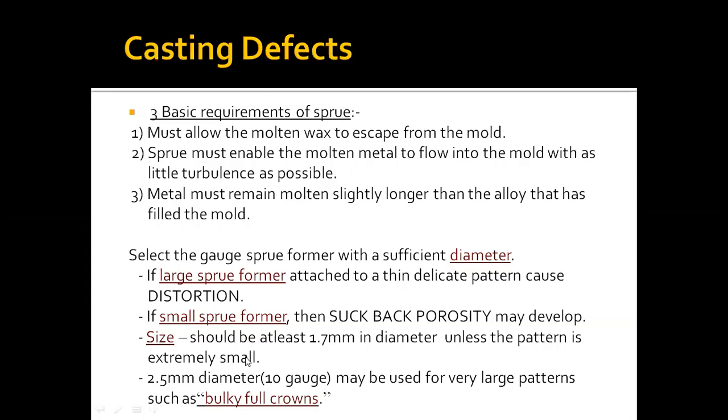Size: it should be at least 1.7 mm in diameter unless the pattern is extremely small. A 2.5 mm diameter may be used for very large patterns such as bulky full crowns, or you can also use 2.5 to 3 mm diameters for cast partial denture framework casting. Larger, thicker sprues can be used for bulky crowns or castings. That is what has to be there for your sprue.